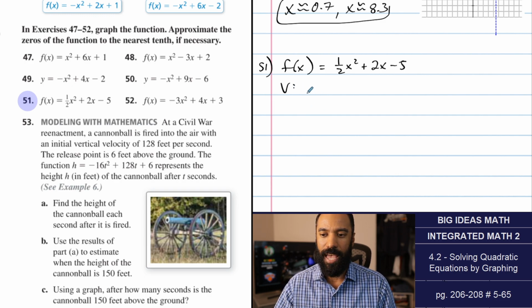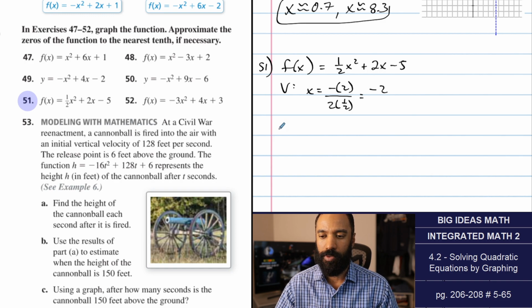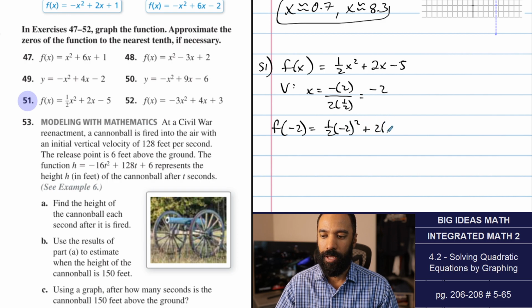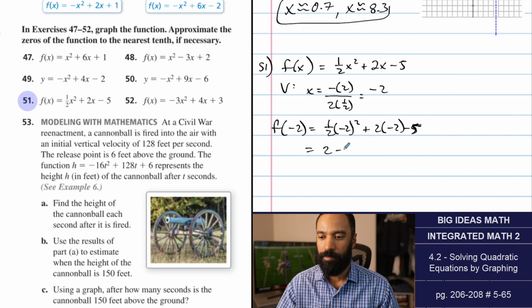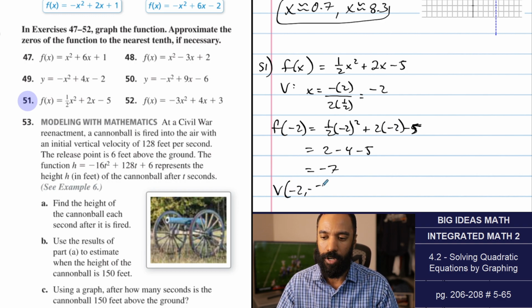So the vertex x value is at negative b over 2a. 2 times 1/2 is 1, so we're just left with negative 2. Let's substitute negative 2 into here to get the y value of this. This will be 1/2 times negative 2 squared plus 2 times negative 2 minus 5. Negative 2 squared is 4. Half of 4 is 2. Minus 4 minus 5, that's negative 7. So we get -2, -7, despite that 1/2 looking a little weird to begin with.